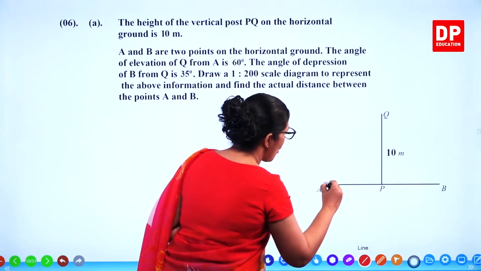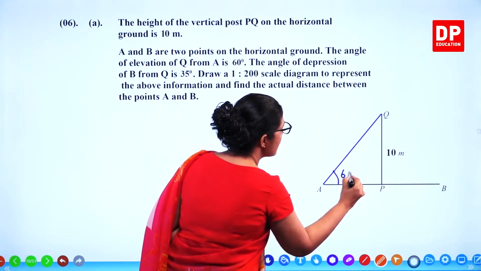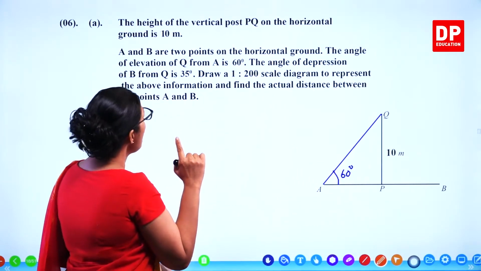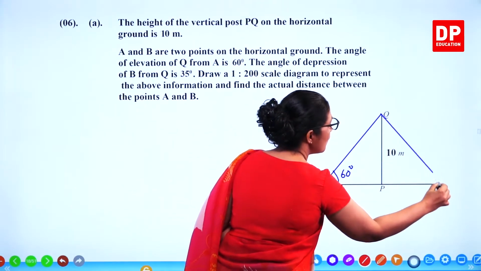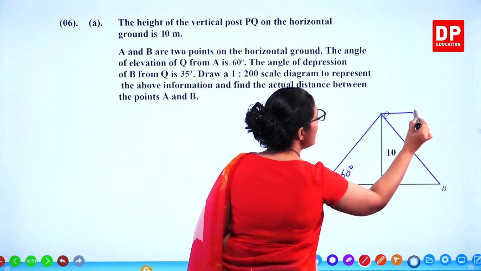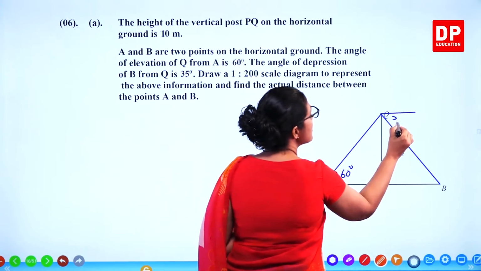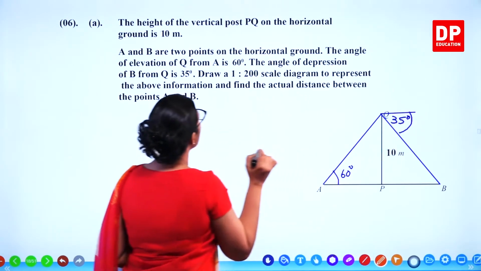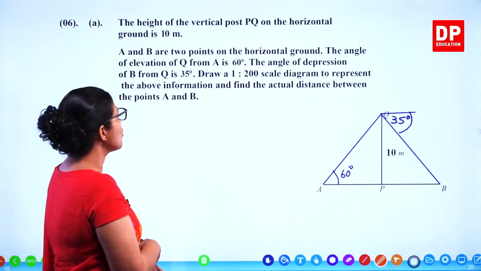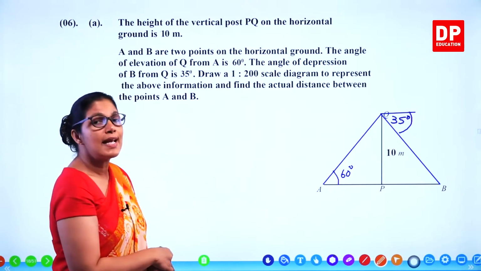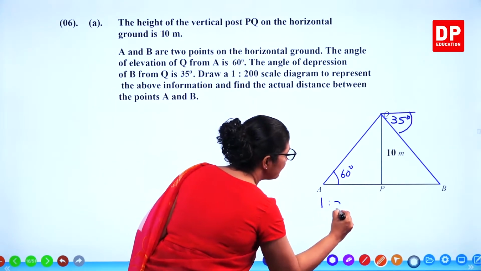So, shall we draw that first? Angle of elevation is 60 here. So, this is 60 degrees. The angle of depression of B from Q. So, depression always with the horizontal line, that's 35 degrees. So, this is 35. Draw 1 to 200 scale diagram to represent the above information and find the actual distance between the points A and B. So, you have to take the scale 1 to 200.